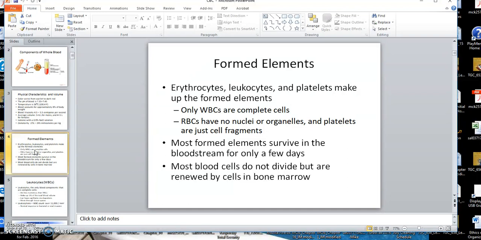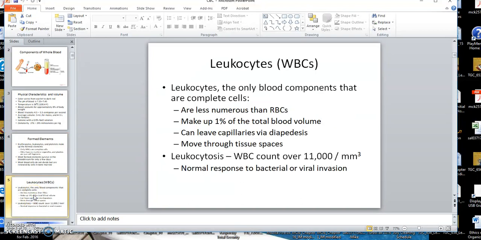The formed elements, again, were the cells, and they call them formed elements because most of the cells, except for the white blood cells, do not have a nucleus. So they wouldn't be a complete cell. The leukocytes are called the white blood cells. The normal leukocyte count is about 5,000 to 10,000 cells per microliter.